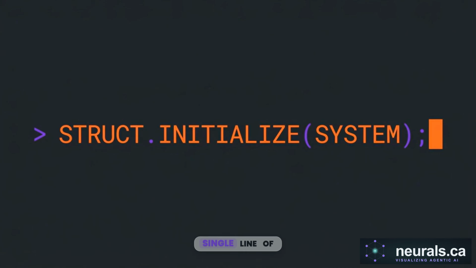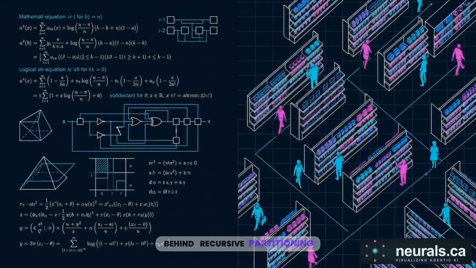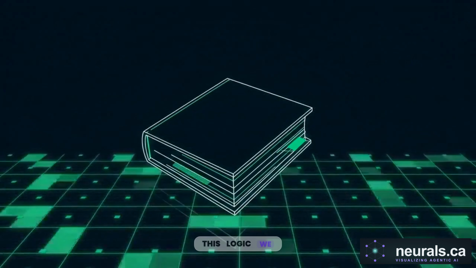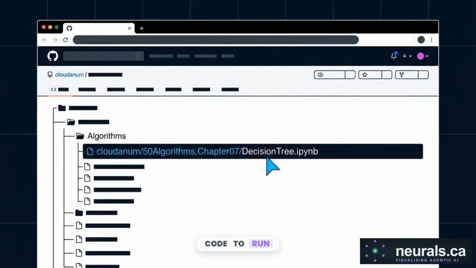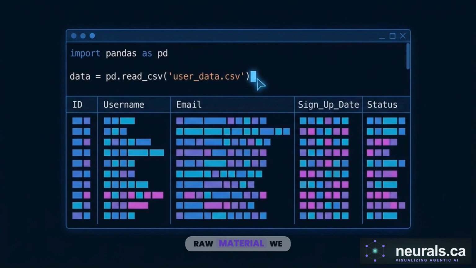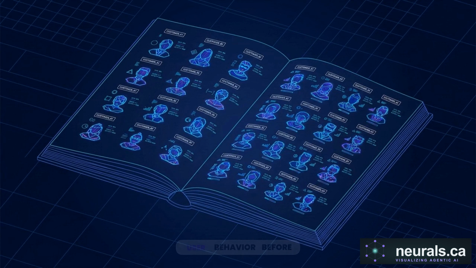We know the mathematical theory behind recursive partitioning. To actually test this logic, we have to pull it out of the textbook and translate it into code. To run this, we navigate to our Jupyter Notebook environment, specifically the decision tree implementation inside the 50 algorithms repository. The first thing we need is raw material. We use the Python data analysis library, pandas, to ingest a file called social network ads. This is our historical ledger of user behavior.